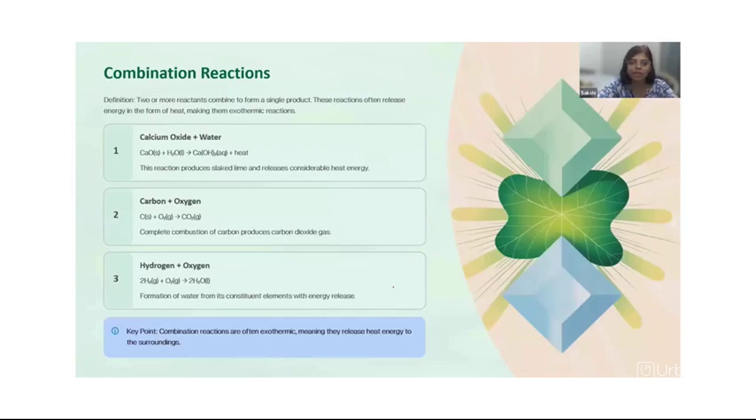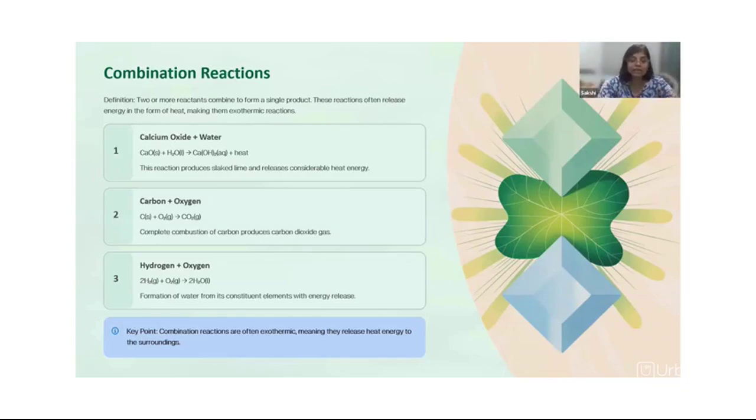Let us understand combination. What do you mean by the English word combination? Yes, combination is when you combine two things together to make a single product, right? So, as the word itself tells us, combination is happening over here. You don't have to remember this. Just think, what is the meaning of combination? So, here, two reactants combine together to form a single product, and energy is often released in the form of heat.